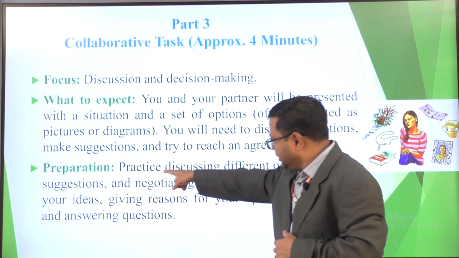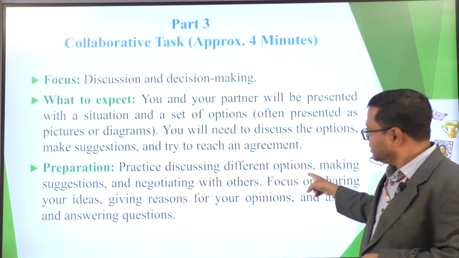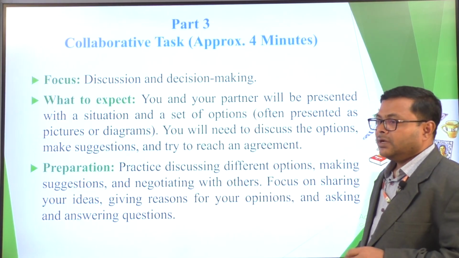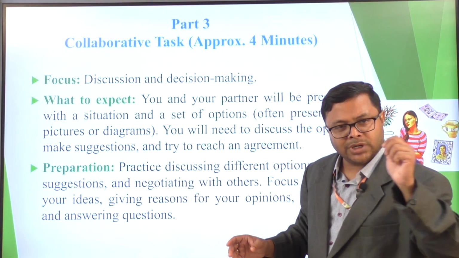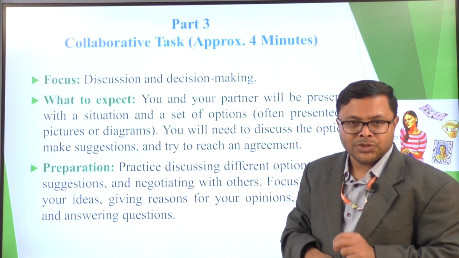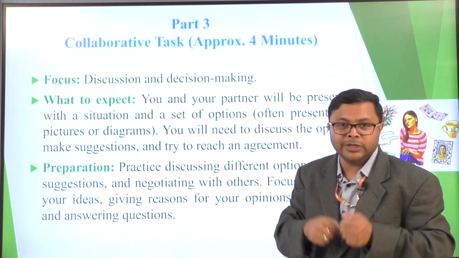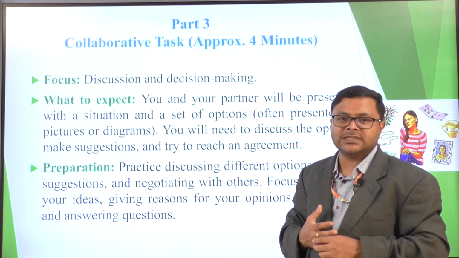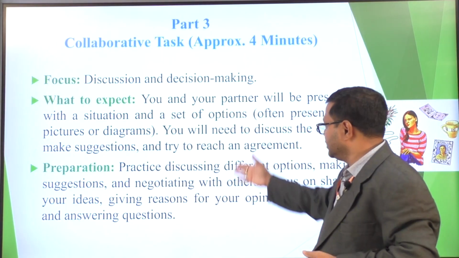So what do you have to do? You have to practice discussing different options, making suggestions and negotiating with others. Generally either your previous roll number or the next roll number would be your partner. You have to practice with these 2 people minimum, so that you can get comfortable with each other. You can know their weaknesses and strengths, and accordingly do teamwork in this part.